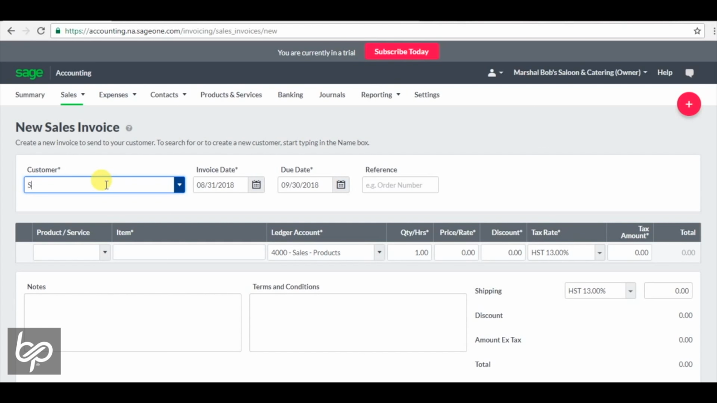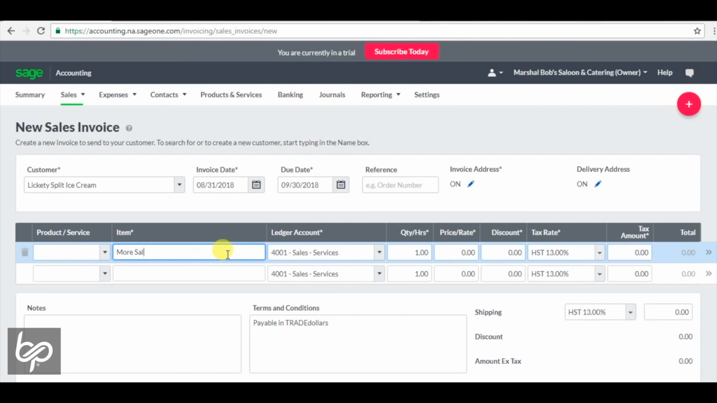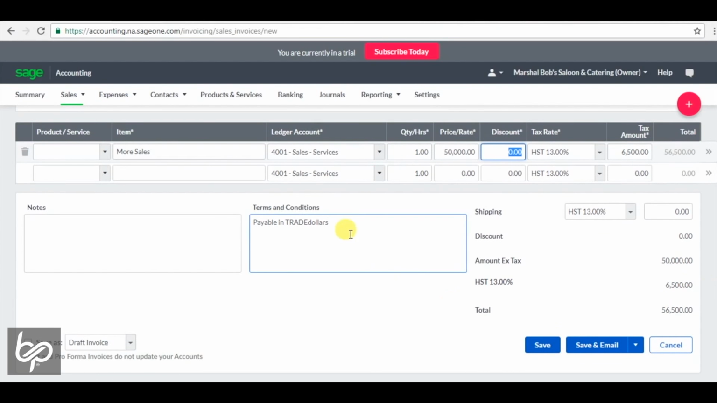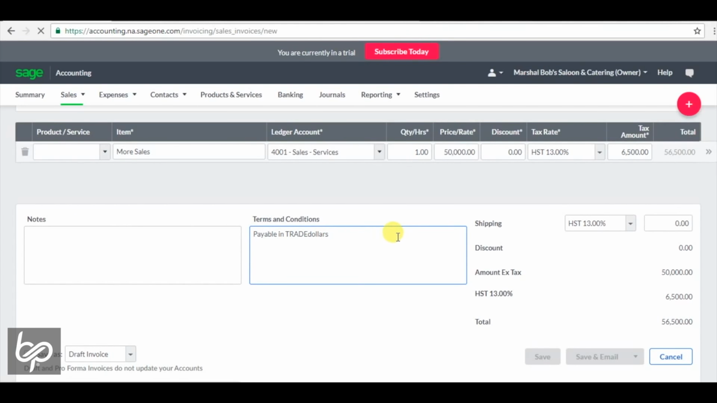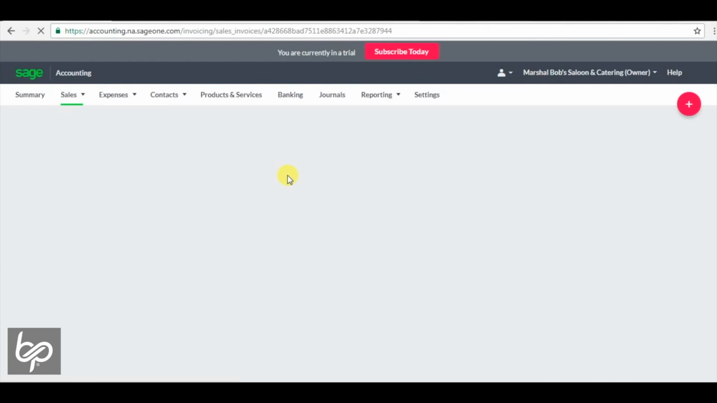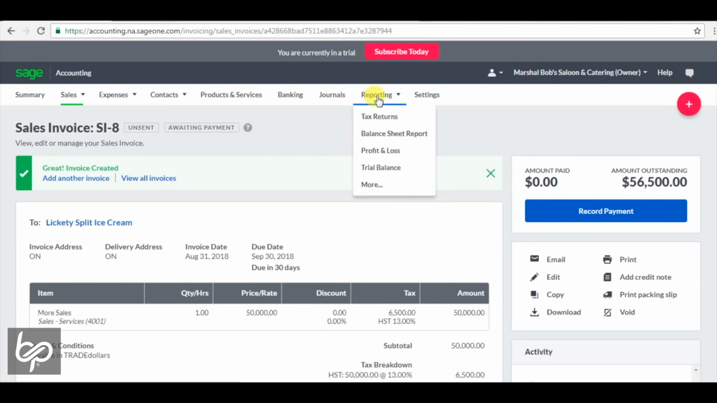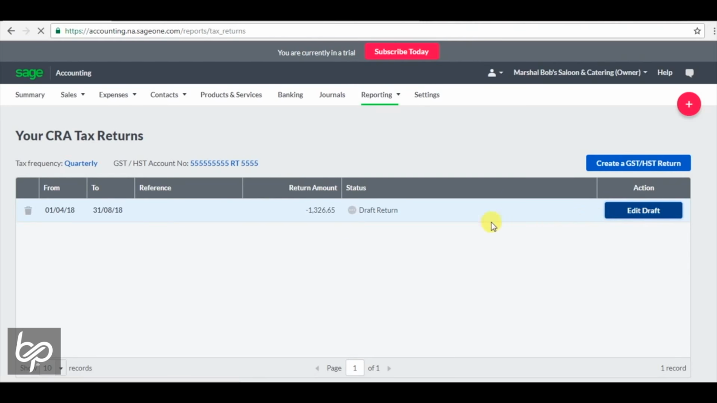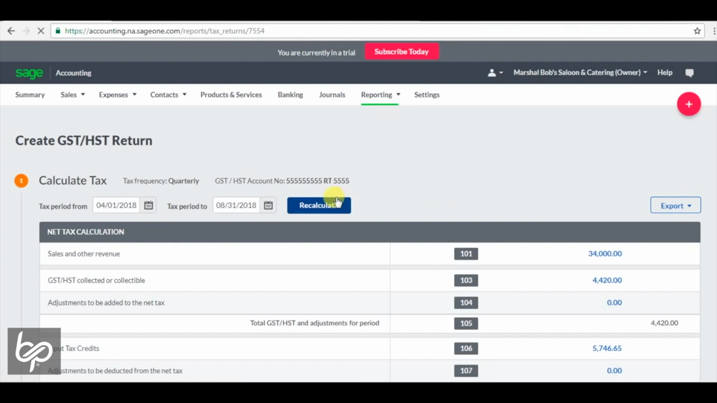And so we're just going to make up a customer here. We'll lickety split, actually. Let's use him to put more through, more sales. And we're just going to say he does $50,000 in sales, which is going to generate another $6,500 in tax. And we're going to save that. And so now if we look at that same tax return, edit draft, and we're going to refresh that based on that additional sales.